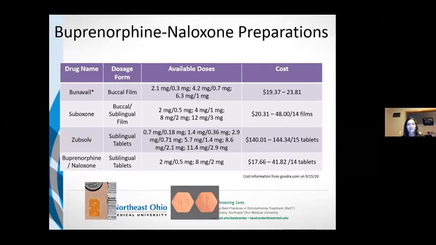The second chart is for the buprenorphine naloxone preparation, so our combination preparations. These carry the indication for opioid dependence, and again, we have the costs listed there. The top buccal film appears to be discontinued, although there is some cost information that was still available. So just from a reference perspective, I wanted to make sure that we included that. But we've got a couple different sublingual tablets, a sublingual film, and buccal films, or films that can be put just inside the cheek as well.